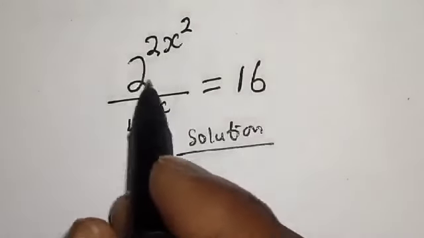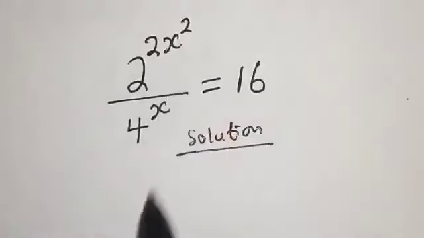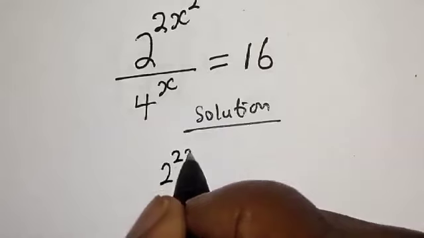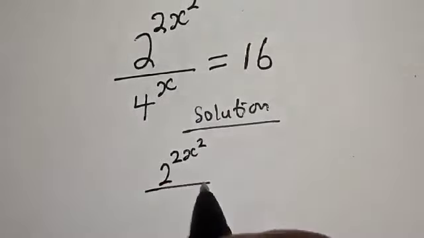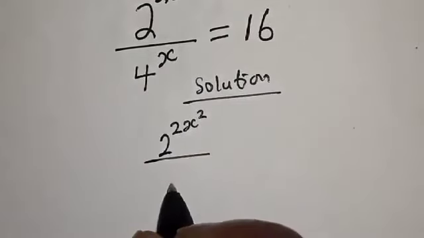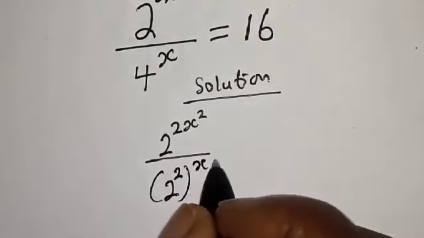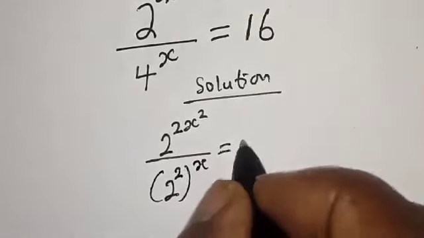Then we have the given equation 2 raised to power 2s squared over 4 raised to power s, which can be written as 2 raised to power 2s squared over 2 squared raised to power s, is equal to 16.